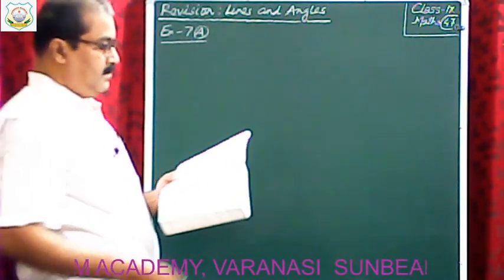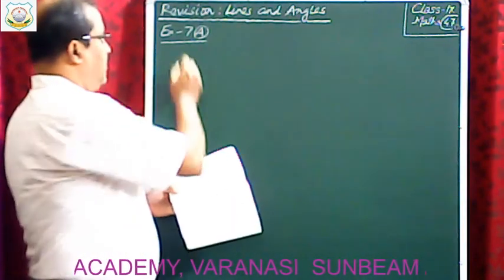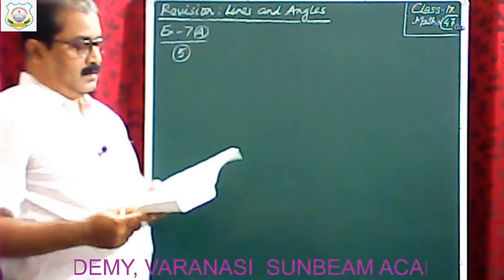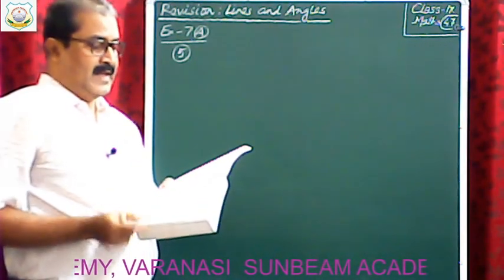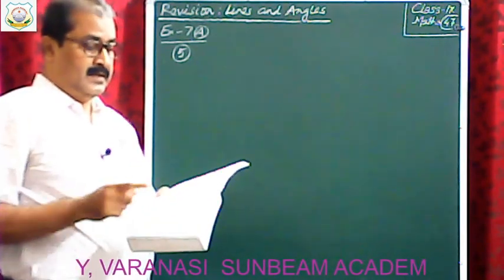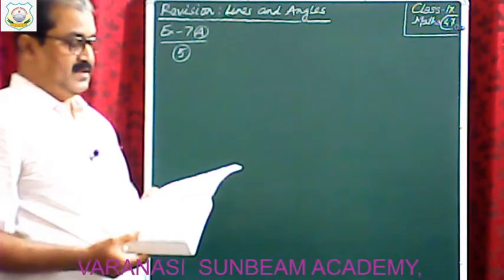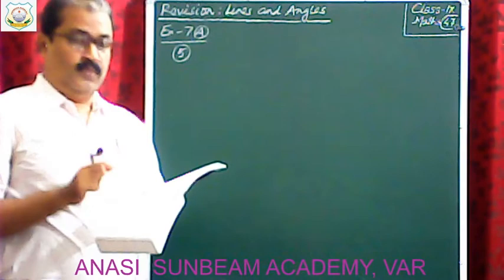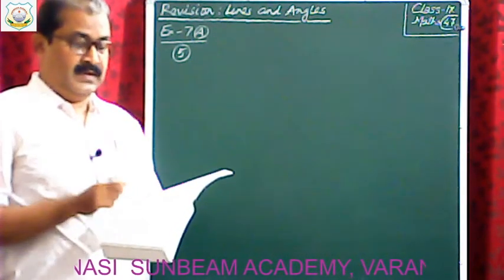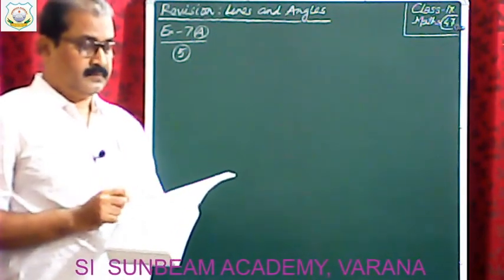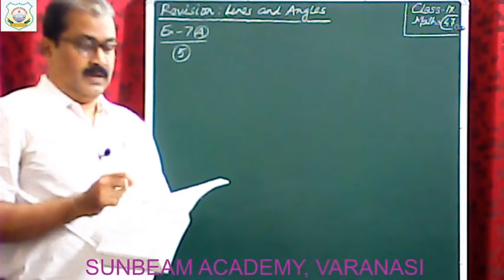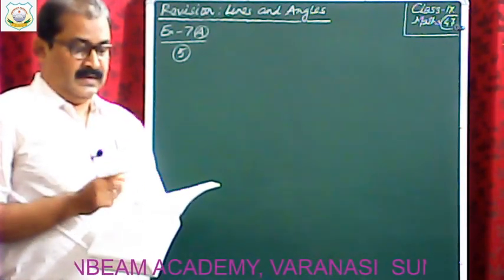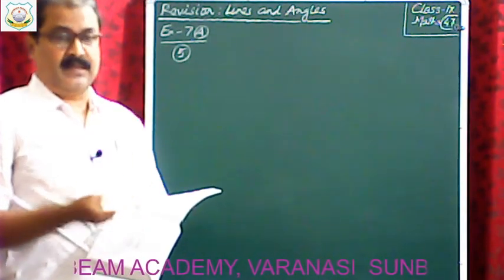Question number 5. Find the measure of an angle which is 36 degrees more than its complement. Okay, we have to find an angle. That angle is 36 degrees more than its complement.